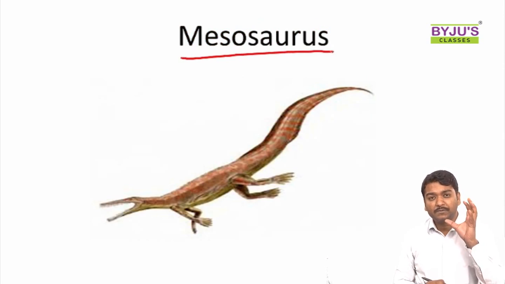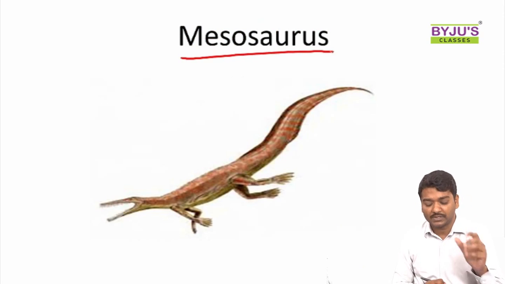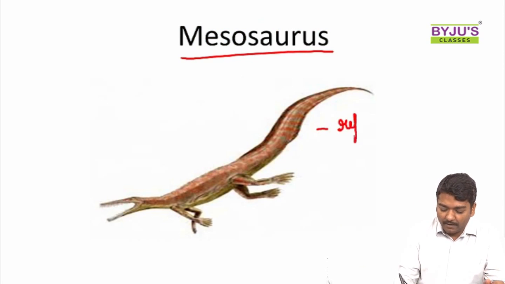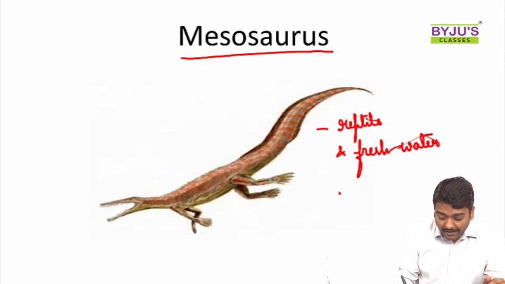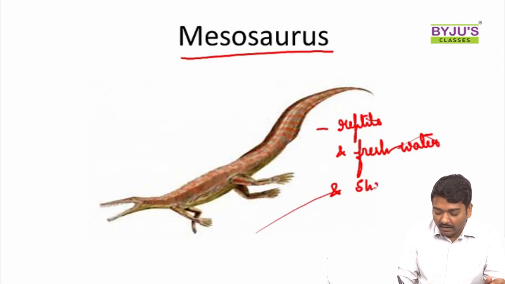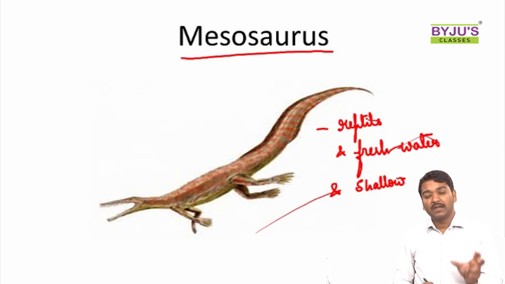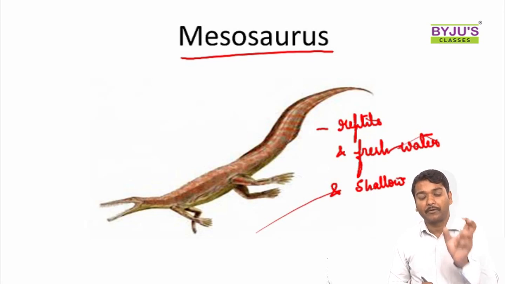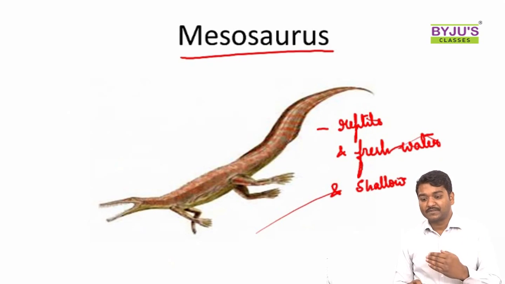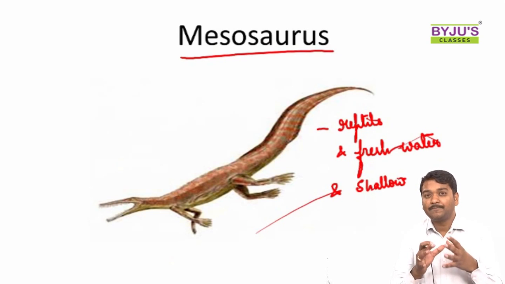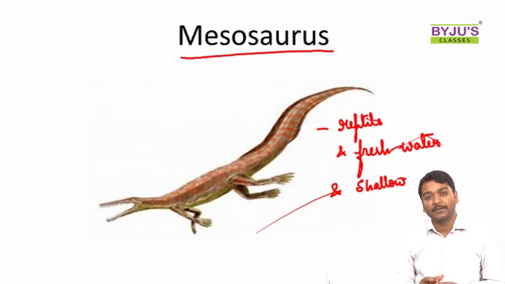The speciality of Mesosaurus was that it was a reptile, it was a freshwater reptile, and it was present only in shallow water. That is, a shallow freshwater reptile. I have divided it into three terms: reptile, freshwater, and shallow. The reason is this will help us understand why the continents were together.